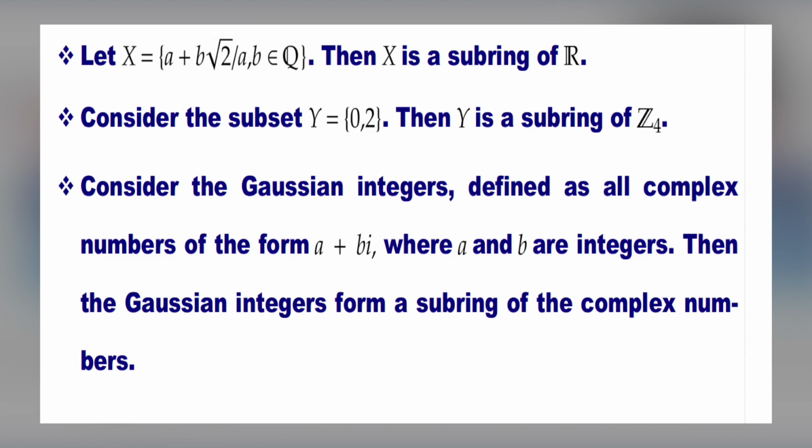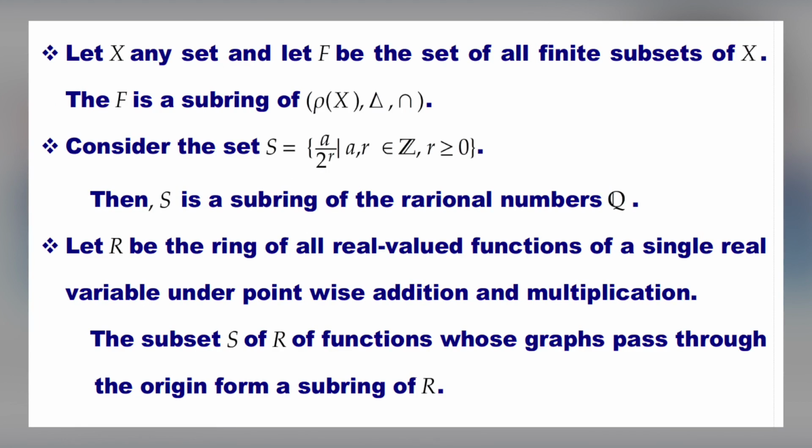Consider the Gaussian integers, defined as all complex numbers of the form a plus bi, where a and b are integers. Then the Gaussian integers form a subring of the complex numbers. Let X be any set and let F be the set of all finite subsets of X. Then F is a subring of P(X) under symmetric difference and intersection.